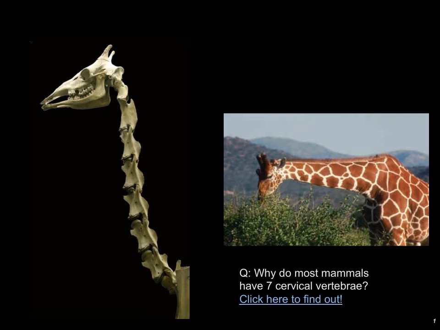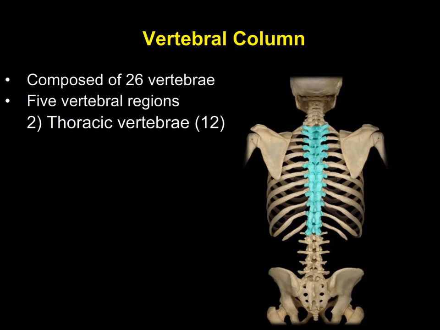So if you take a look at what happens when a giraffe bends down to eat something, it's like one big armature coming down. The neck doesn't have nearly the amount of flexibility that ours does in proportion to its length. Inferior to the cervical vertebrae, we have the thoracic vertebrae. The thoracic vertebrae are the vertebrae that make up the back of the thoracic cavity, that is the area that houses the heart and the lungs.